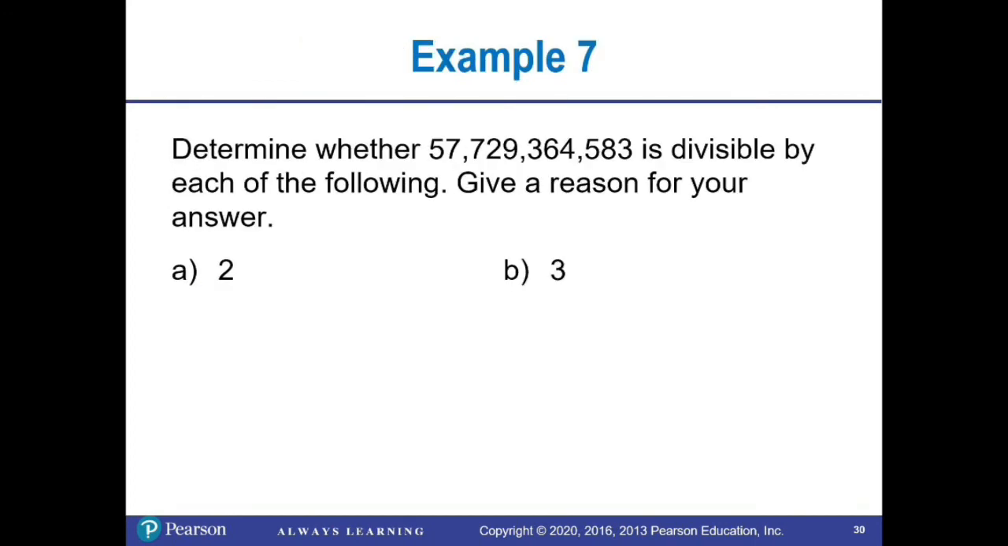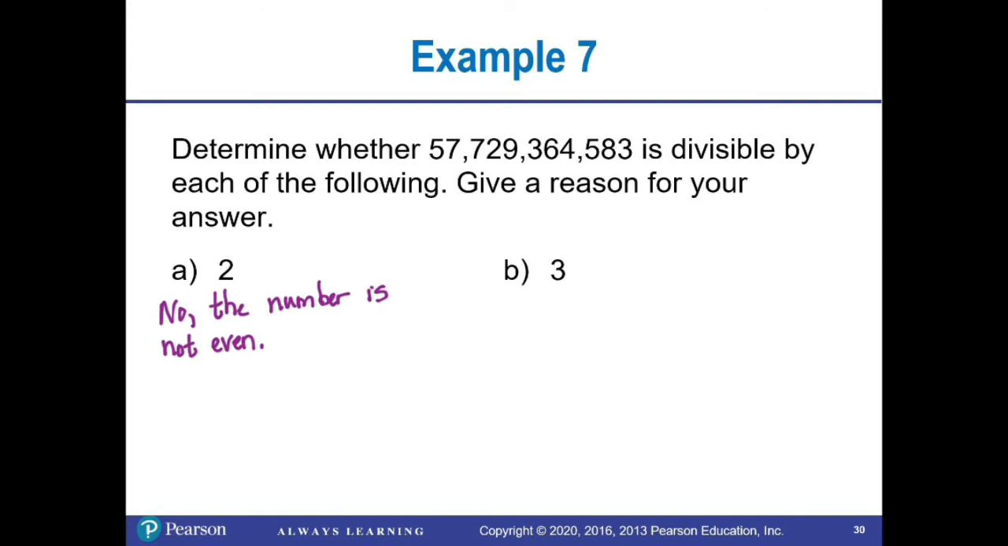In our last example, we're going to put all these tests together in one big example. So we have one huge number here. 57,729,364,583. Part A, is this number divisible by 2? Well, no, because the number is not even.